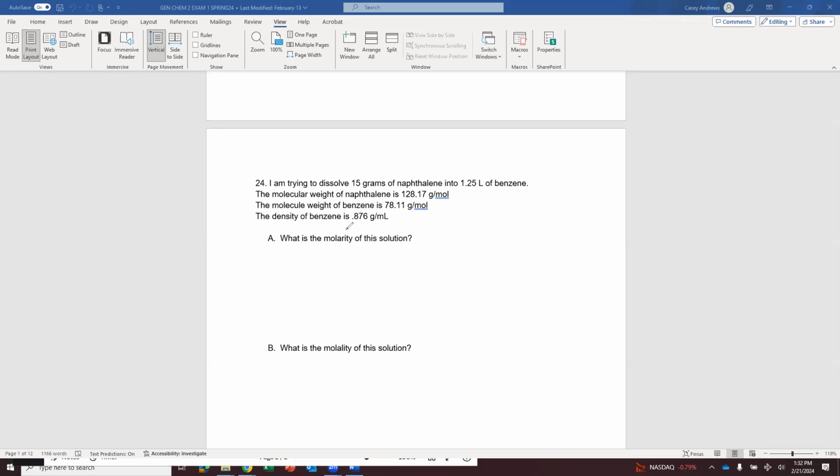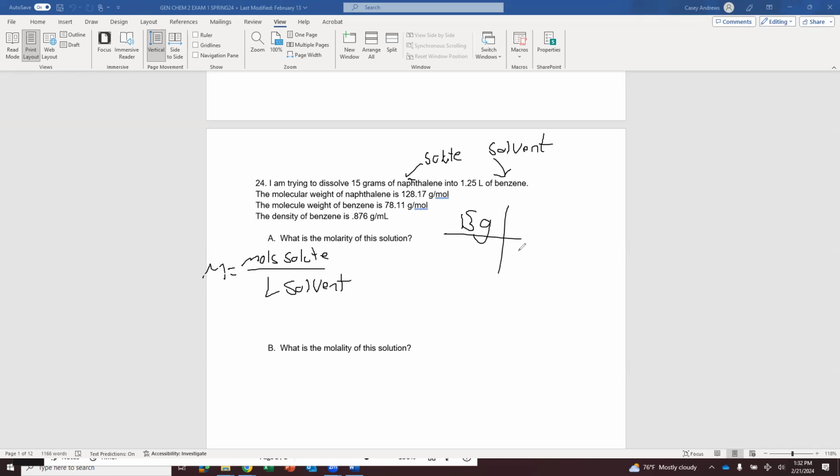Molality question. I'm trying to dissolve 15 grams of naphthalene into 1.25 liters of benzene. So already, this is my solute. This is my solvent. First is molarity. Molarity is mole solute divided by liter solvent. I'm given grams of solute, so I need to convert. 15 grams of naphthalene. Our molecular weight is 128.17 grams for every 1 mole.